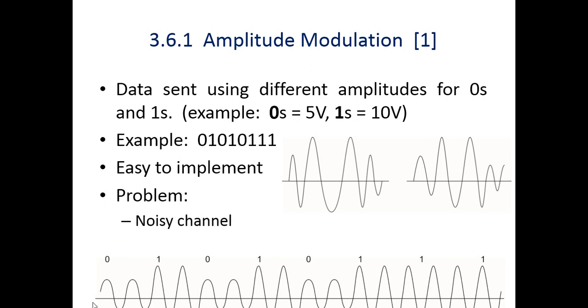So 0 is represented by the 5 volt. 1 is represented by the 10 volt. The third bit value is 0, and 0 is represented by the lower volt, that is the 5 volt. Then the fourth element is 1, represented by 10 volt, high volt, and the fifth element is 0, represented by the lower volt. So this continues according to the bit value. If the bit value is 0, it is represented by the low volt, that is 5 volt, and if the bit value is 1, it is represented by the higher volt, that is 10 volt.